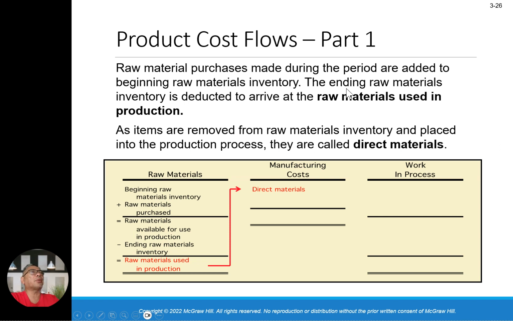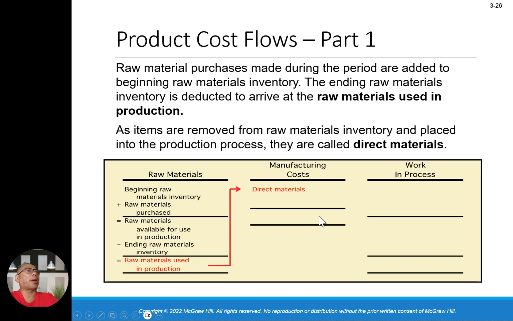The ending raw materials is deducted to arrive at raw materials used in production. The items removed from raw materials inventory and placed into the production process are called direct materials. Okay? And then, this is how you're going to go about it. Beginning raw materials plus raw materials purchased equal raw materials available for use, minus ending raw materials, which gives the raw materials used in production.